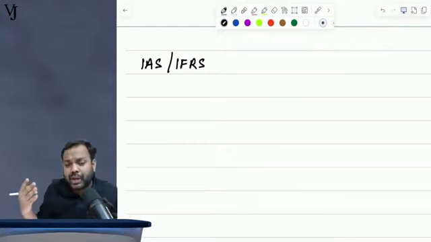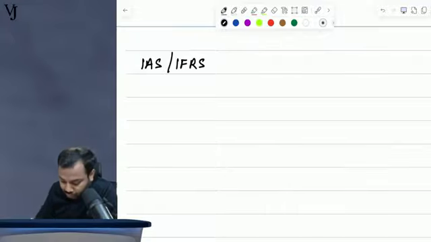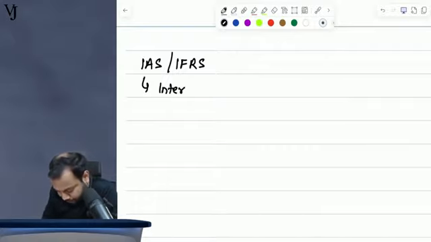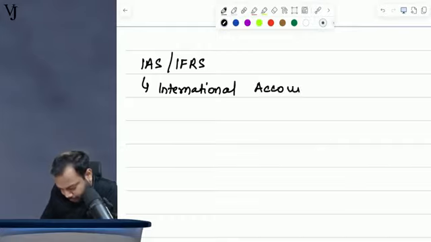So let me explain that. First of all, the full form of it. IAS means International Accounting Standards.